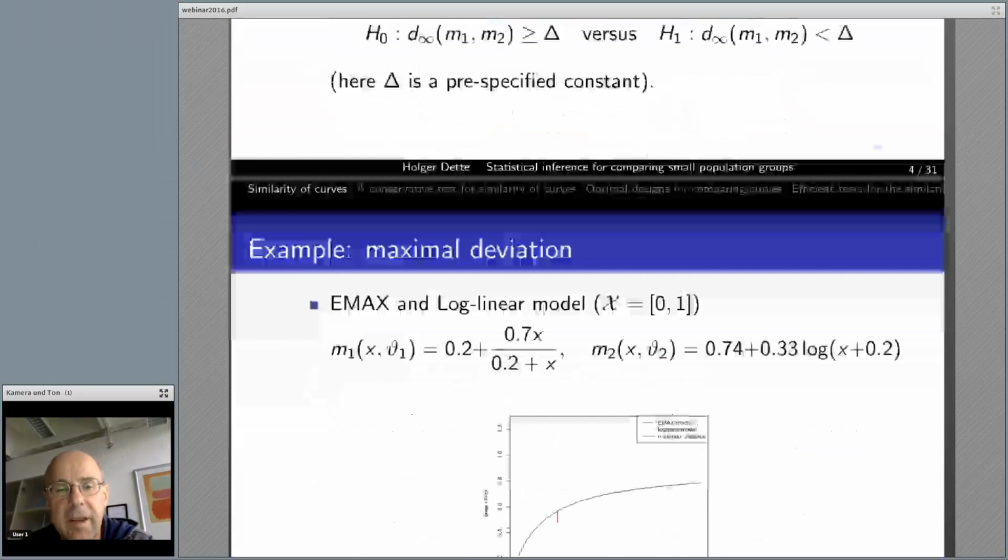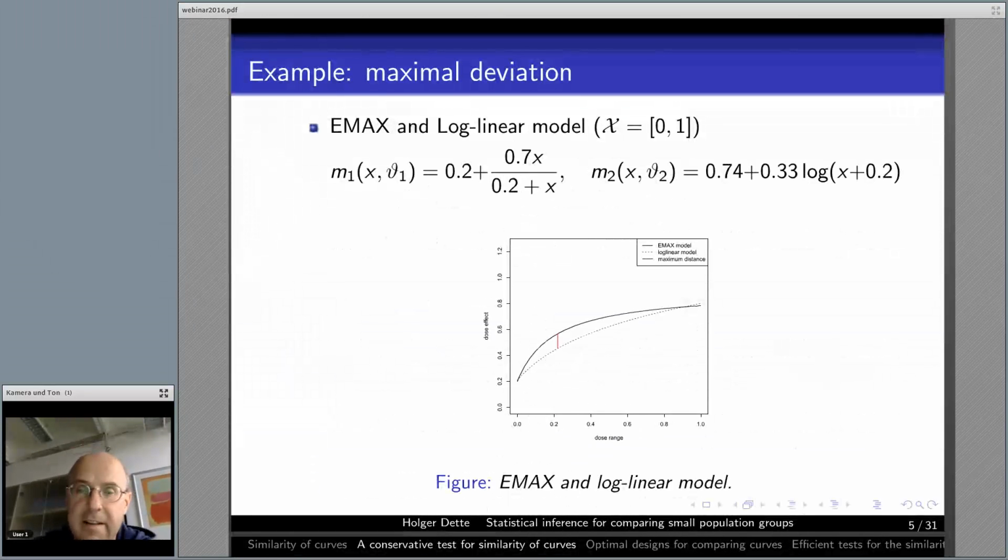So here it is again. I didn't specify delta in this example, but we have these two curves, and the length of the red line is the maximum deviation between the two curves. If this maximum deviation is small, then we would consider the curves as similar, and small is just defined by this pre-specified constant delta. So this setup is very similar to bioequivalence testing. If you are aware of bioequivalence, people do something very similar.